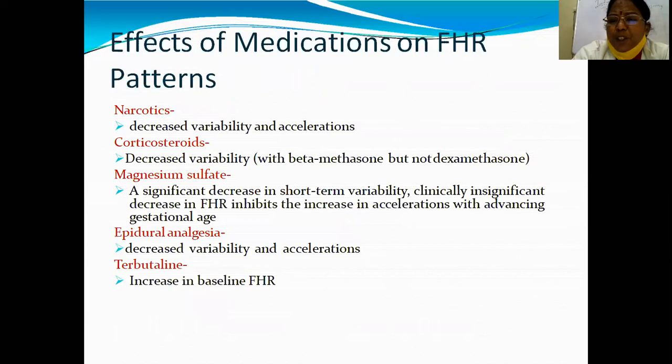So what are the effects of medication? There are so many medications given during or before labor which can cause fetal heart rate changes. If we give narcotics to the mother, there is decreased variability and accelerations are decreased. Corticosteroids cause decreased variability. With betamethasone, it has usually been found that there is less variability. This is usually in a premature case where we give it for lung maturity and the patient lands into labor. So this is why the partogram is very important: we monitor, and we write the drugs also which are being given.